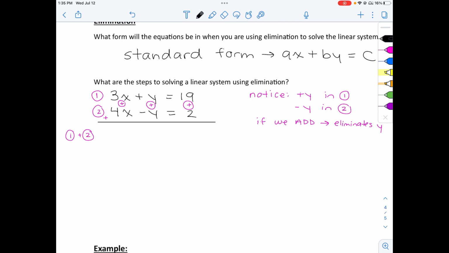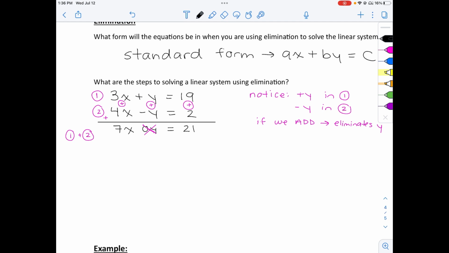Okay, so 3x plus 4x gives you 7x. Positive y plus negative y just gives you 0y, which is going to just cancel out. I don't usually write that term there, but that's just to show you what happens there. Equal sign stays in the same spot, and then 19 plus 2 gives us 21.